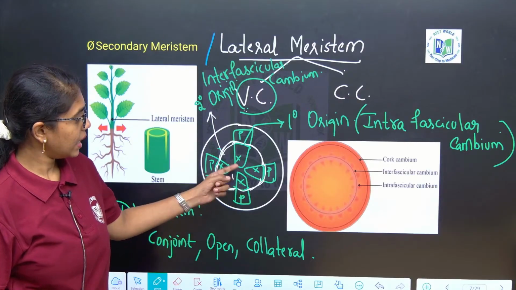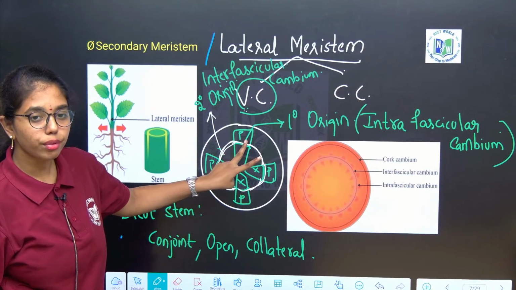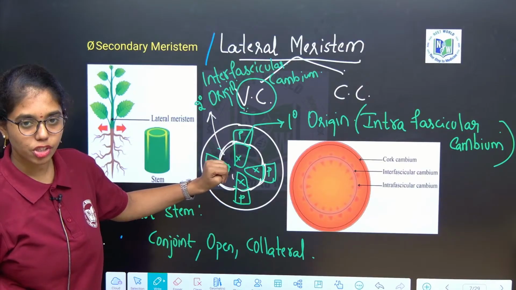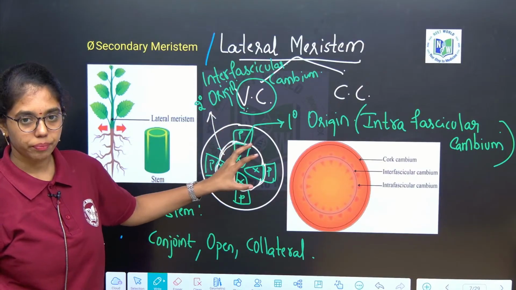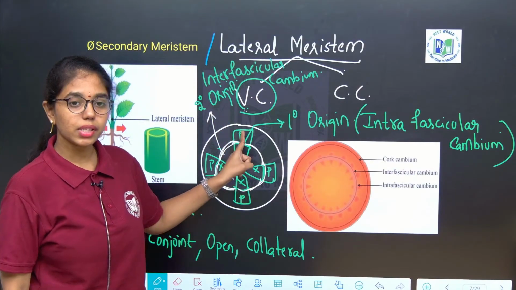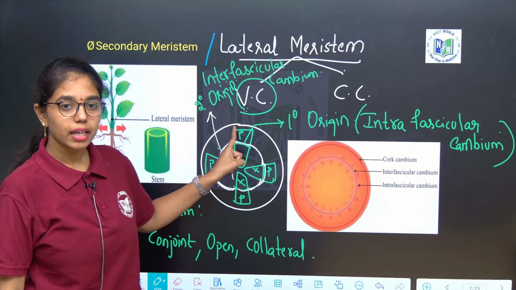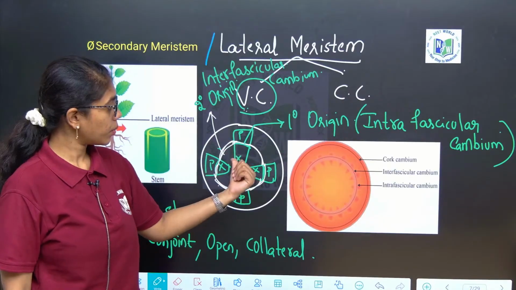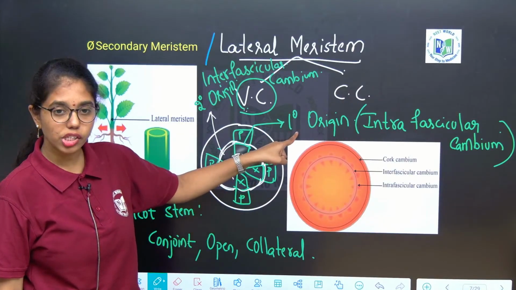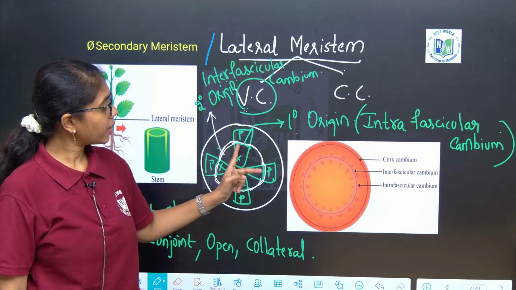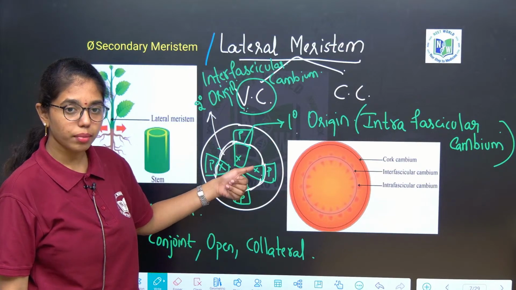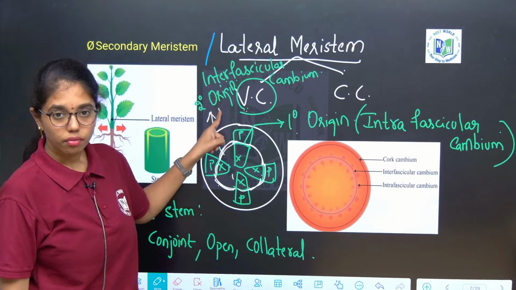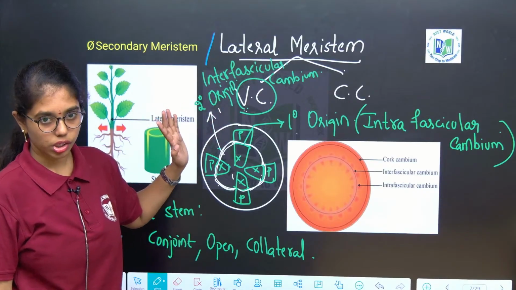So, in the stele of a dicot stem, you will find two types of vascular cambium. The cambium which is present in between xylem and phloem is called intrafascicular cambium, which is primary in origin. And the one which is present in between two vascular bundles is interfascicular cambium, which is secondary in origin. Clear, right?